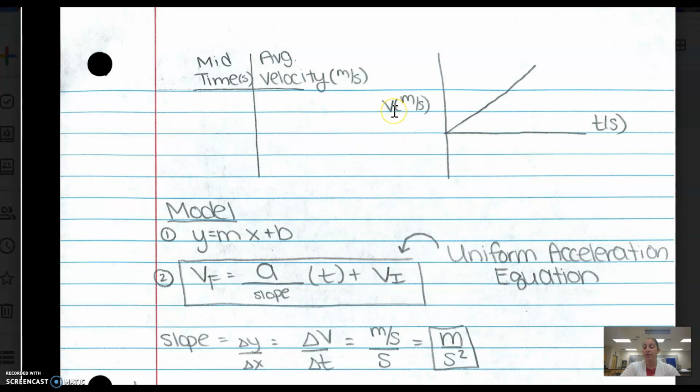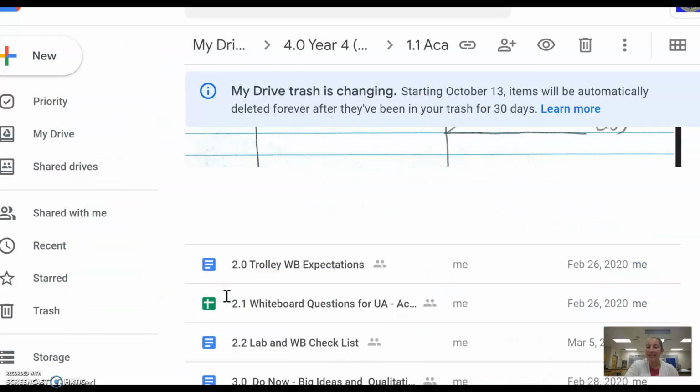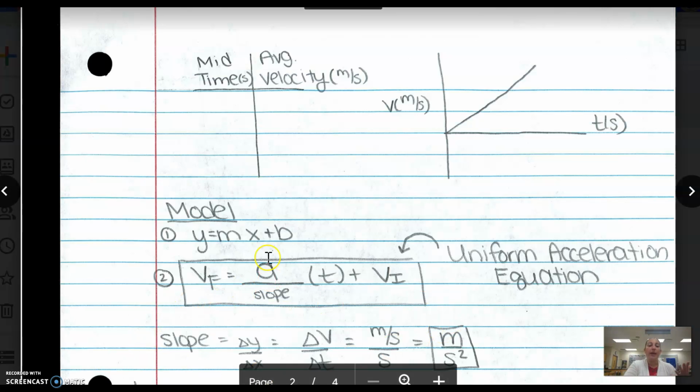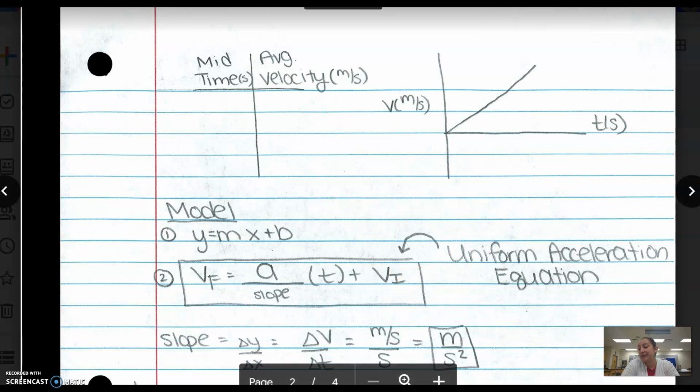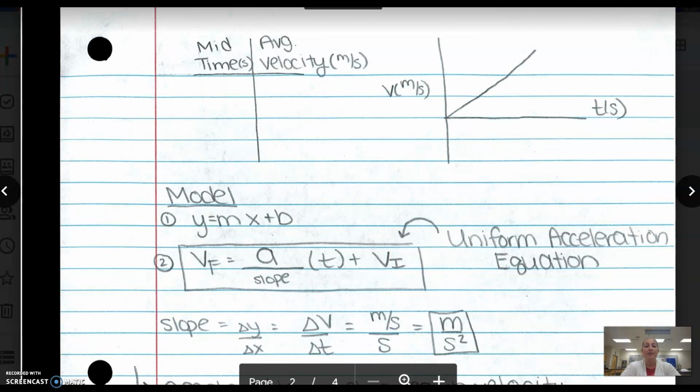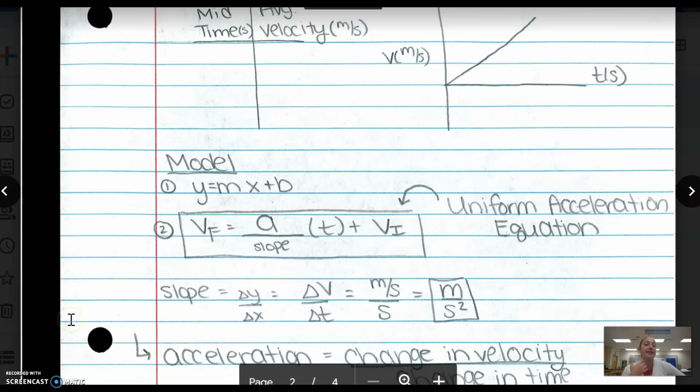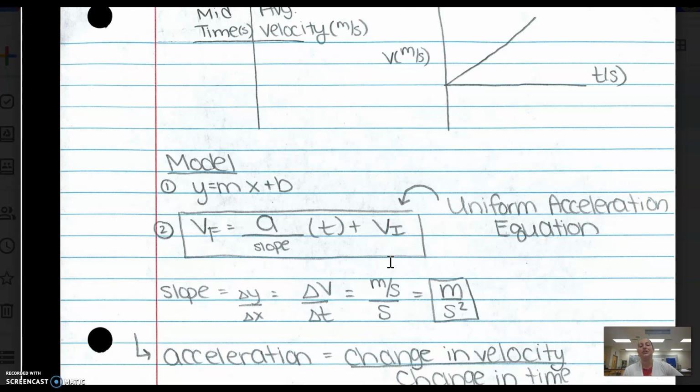Y is now going to represent velocity, but just like before, it's going to be the final velocity or whatever you get to. We are going to hold off on the slope for just a second because we're going to see it down here. We have time representing our x, and then our b is going to represent our initial velocity. And in this case, the initial velocity was 0, but it doesn't always have to be 0. Then we go down to our slope and see delta y over delta x, which is indeed a change in velocity over a change in time.